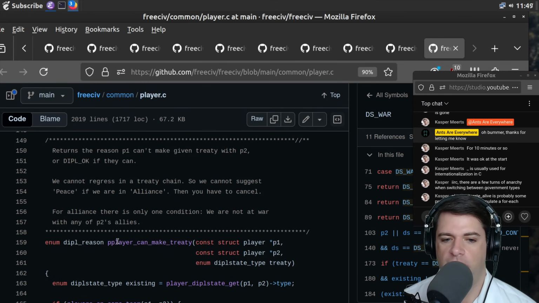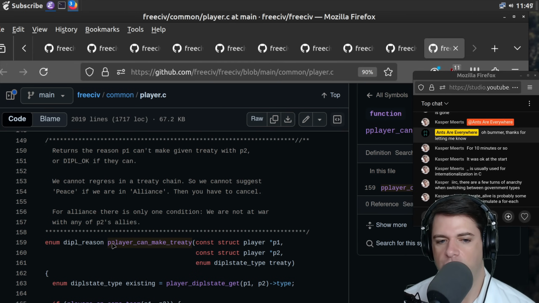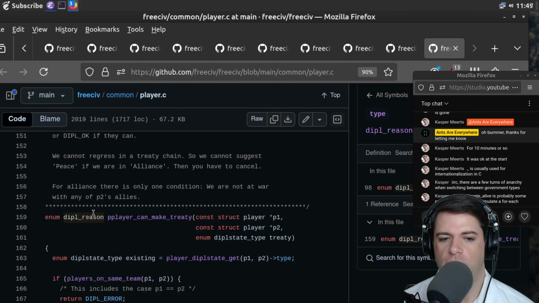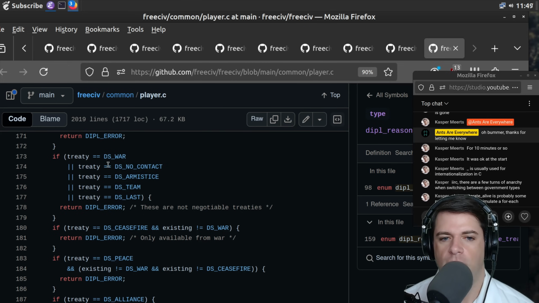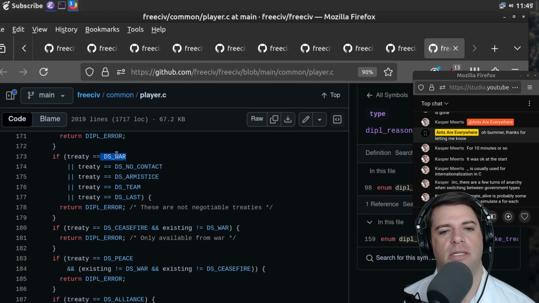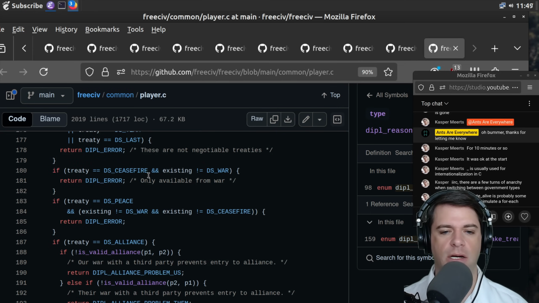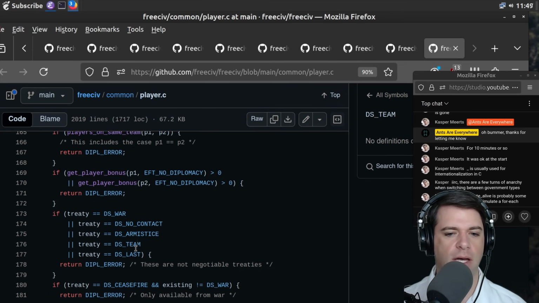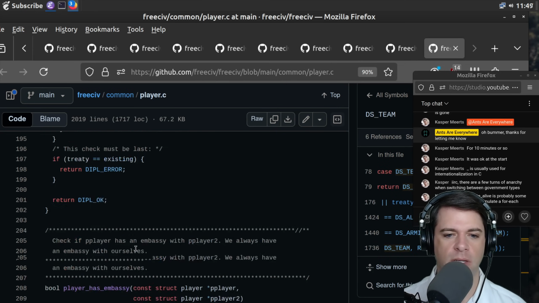And similarly, P player can make treaty. I don't know what P stands for. And we've got a dipl reason as a result. And some of the diplomatic states are DS. I guess DS is diplomatic state. So war, no contact, armistice, team, last. I don't know what team is. Maybe you can have teams composed of multiple players.